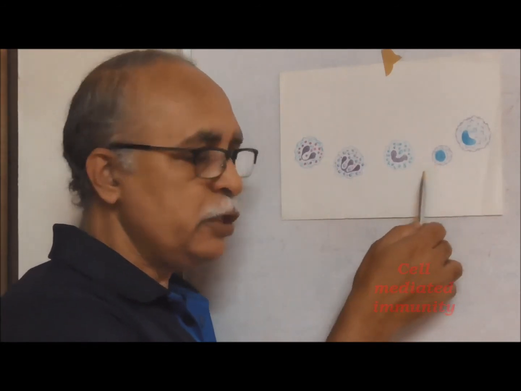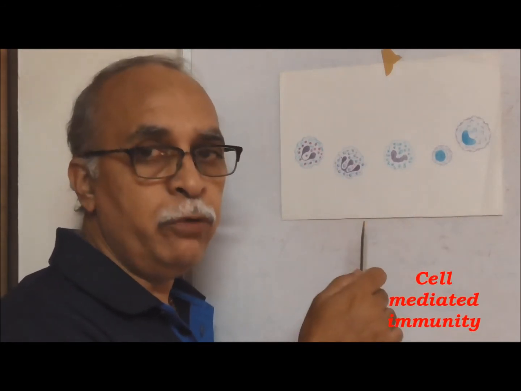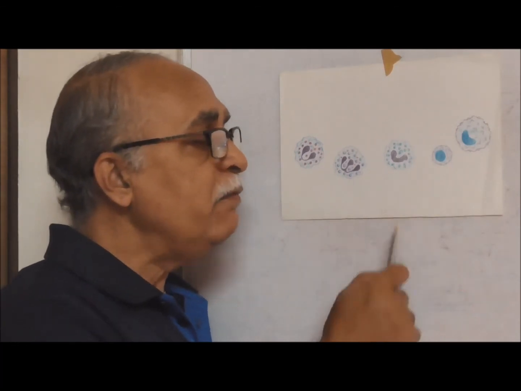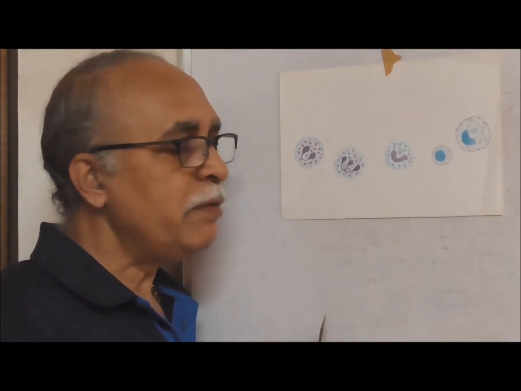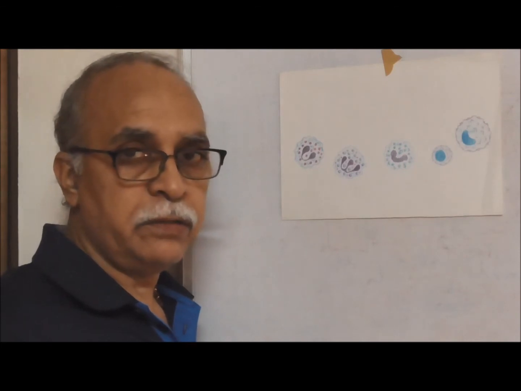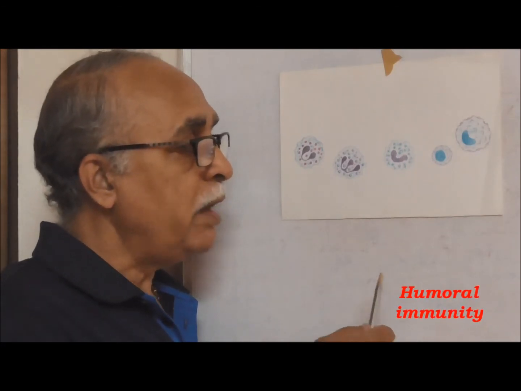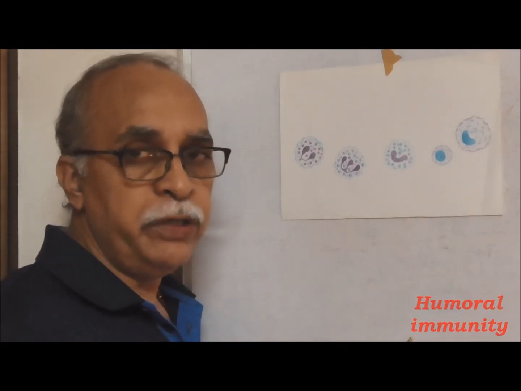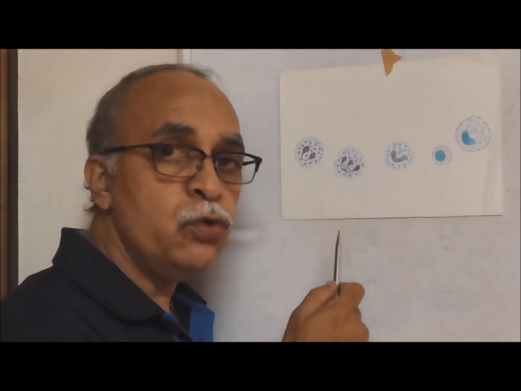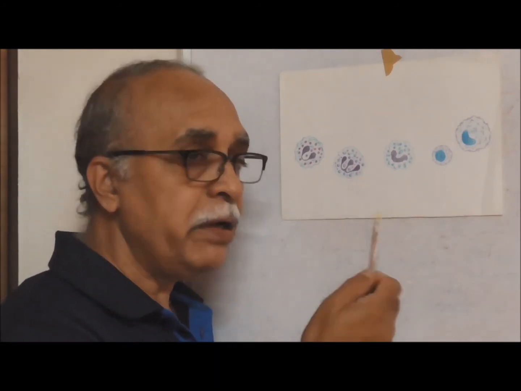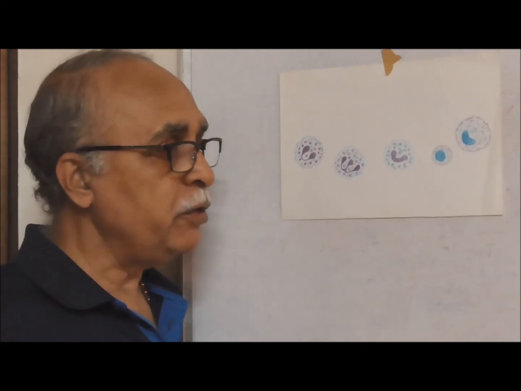What T lymphocytes show is cell-mediated immunity, while B lymphocytes are basically responsible for release of antibodies. That is called humoral immunity. And B lymphocytes show humoral immunity, that is immunity with the help of antibodies.